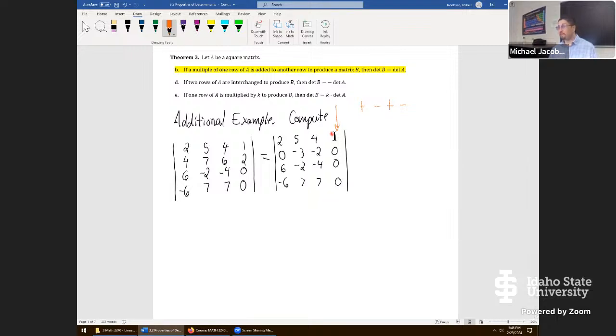Okay, so we're reducing a 4x4 determinant to a 3x3. We just have to multiply by the negative here on that value 1.